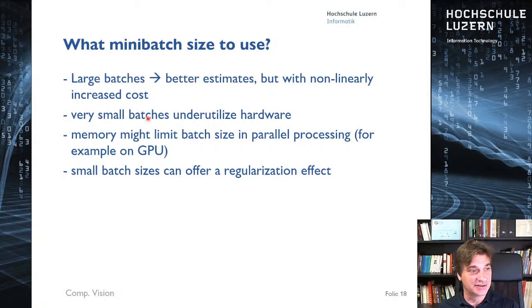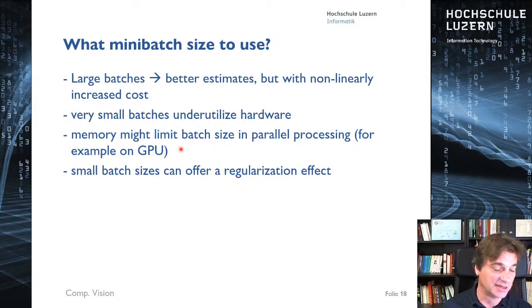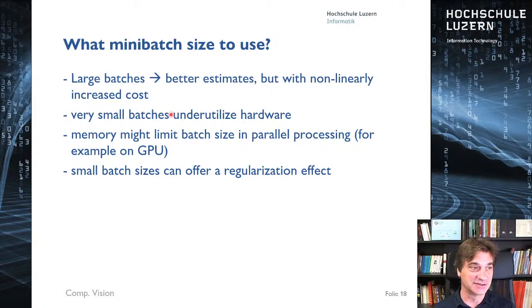If you have very small batches, then you might not utilize your hardware enough. So for example, if you train on a GPU, you would like to have as large batches as possible because the increase in computation time for a little bit larger batch is not very large. Because it all runs in parallel. So if you have 10 tasks in parallel or 20 tasks in parallel, it's the same time because it is in parallel. So you would like to make the batches as large as possible to use the hardware.